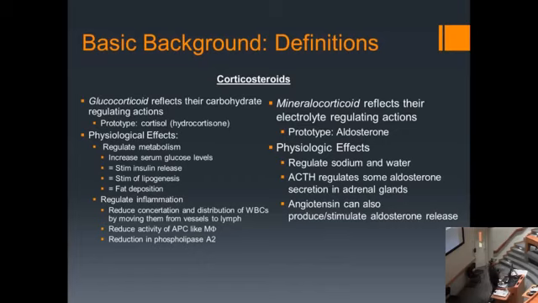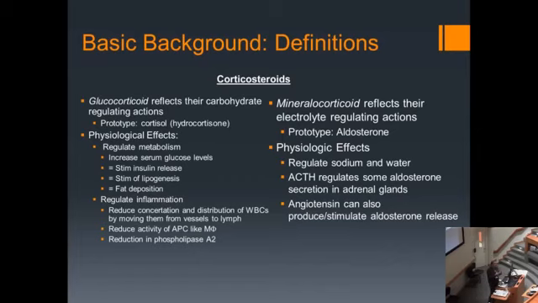This is in contrast to mineralocorticoids, which essentially reflect their electrolyte regulating activity. And so the prototype here is aldosterone. And we learned about aldosterone and its effects in the renal component of this course, and we'll revisit some of that in terms of what it does in the periphery.